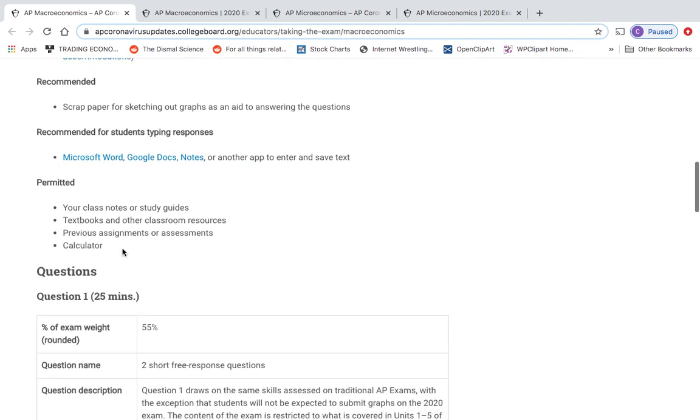They say you can now use a calculator. That's new. I used to have students that really struggled with the basic addition, subtraction, and multiplication, and a little bit of division that pops up on the AP exams, but now they're letting you use the calculator. So, good for you.